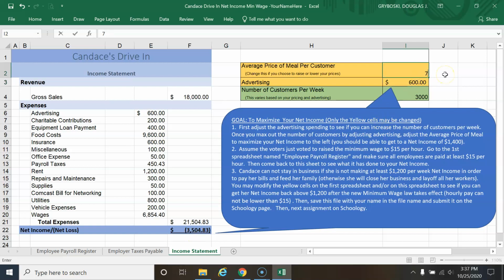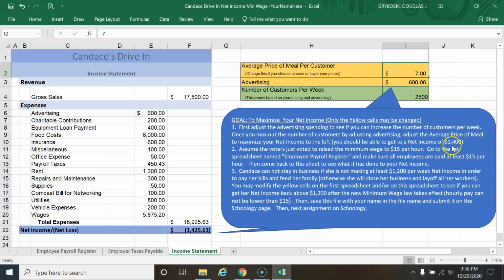I think I started, where did I have it, at 7 when I first started the worksheet? Anyway, or 8. You keep going, you find the right price so that you have at least a net income where this is not a negative number, and it says you should be able to get at least 1,400. So keep adjusting that number until it gets to be at least 1,400. This 600 is still a little too high, so you're going to have to lower it a little more.